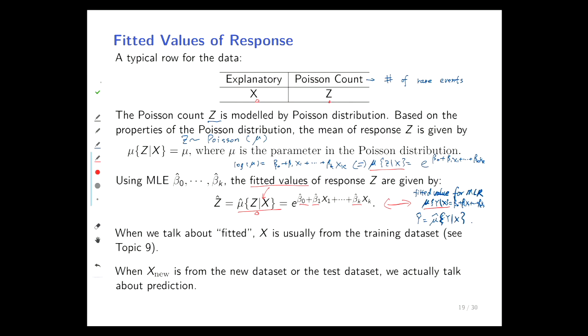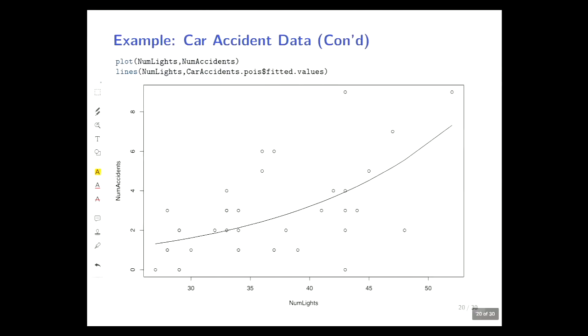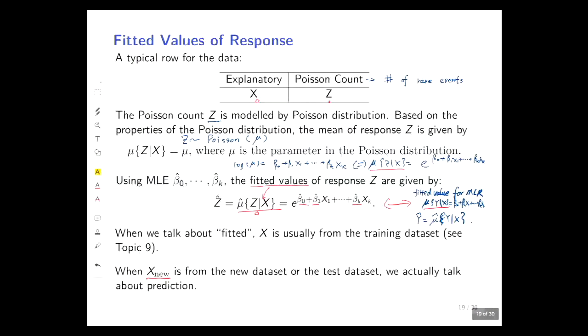When we talk about the fitted value, we usually mean that x is from the training data set. But if we consider some new x from the test data set or from some new data set, we are actually talking about prediction. I think you have already done something about how to use the test data set X to predict the response variable in your assignment 2. Let's just look at how to obtain the fitted value.